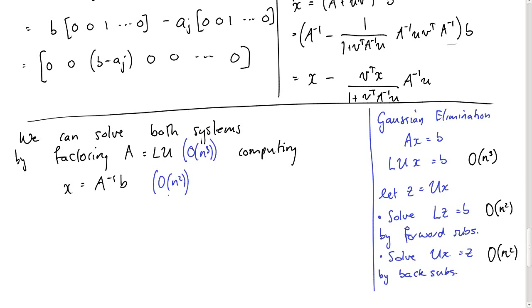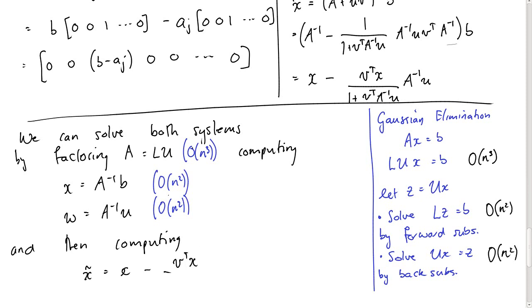And then computing w equals A inverse u, which, given we've already factorised A, is also order n squared. And then using our w in this formula here, computing x tilde equals x minus v transpose x over 1 plus v transpose w, all times w. Each of the terms in here is just order n. So the cost of doing this is only an extra order n squared. It costs really no more than it would have anyway, because the cost of solving a system of equations is dominated by the LU factorization, by Gaussian elimination, which is an order n cubed thing.